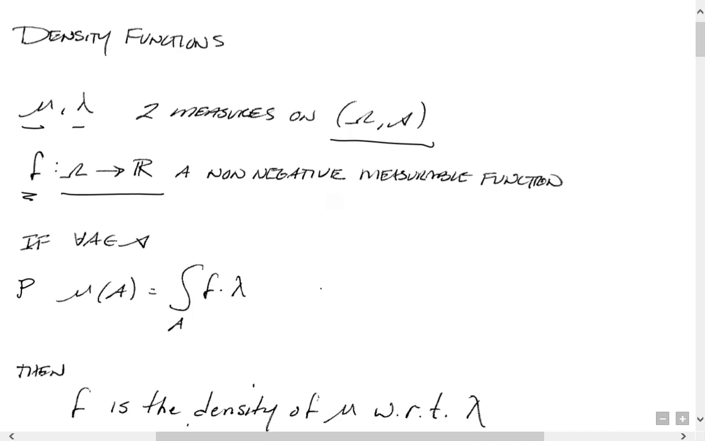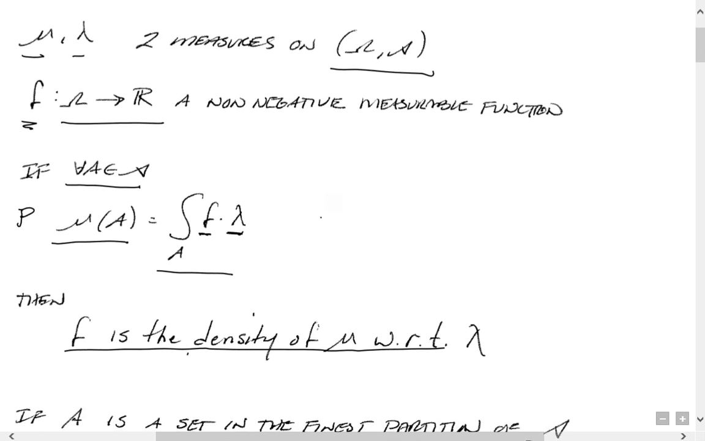Now, if it's the case that for all sets in our sigma algebra, the measure mu of that set is equal to the integral over that set of the function f times the measure lambda, then little f is called the density of mu with respect to lambda. Now notice in this case that this is not restricted to probability measures. It's just simply two measures, mu and lambda.